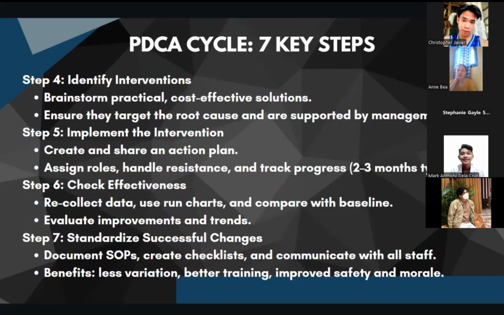Step 4 is identify intervention. After identifying the root cause, the team brainstorms and selects a solution that will address the root cause directly. The chosen intervention must be practical, cost-effective, and supported by management, and come with clear goals, timelines, and success metrics. Experiments or small trials are often conducted to test if the intervention works.